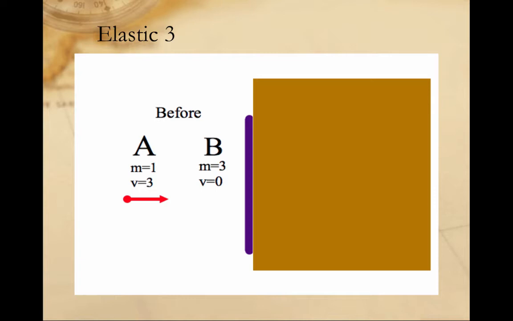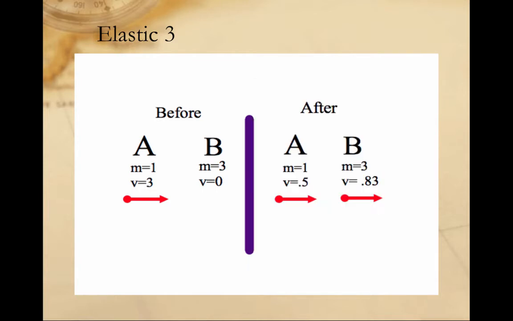Elastic 3 is a small object moving quickly, hits a relatively large object that's not moving. And in this case, they both move. Object A continues to move, but it moves slower than it did before, and object B has a velocity now. Notice that the arrows are indicating the velocity, direction, and amount.